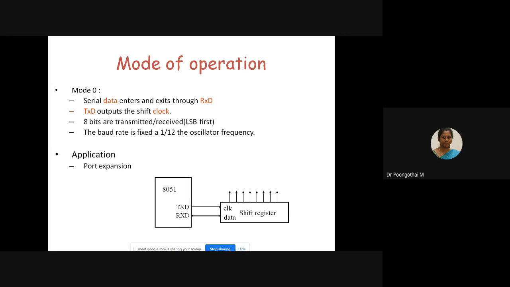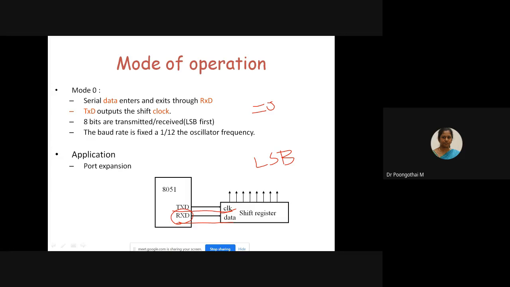In this diagram, your TXD is connected to clock and RXD is connected to data. So SM0 and SM1 equal to 0 configures SBUF to receive and transmit 8-bit data using pin RXD for both functions. Both transmission and reception will be performed by this RXD. And the TXD pin is used to output the shift clock pulses. So 8-bit data are transmitted and received. The LSB is transmitted first.